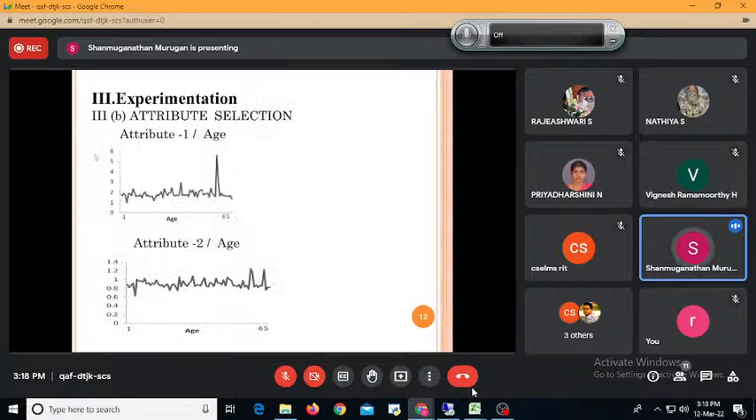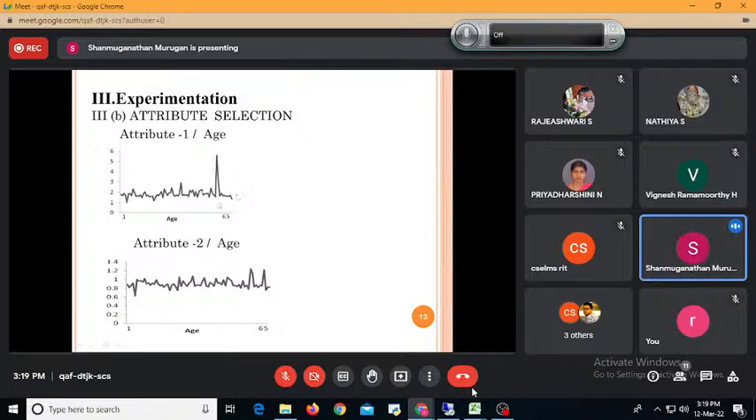The result, according to the paper, is shown in the third section, the experimentation method. We are using MATLAB for the results, and that is attribute 1. It shows the age according to the variances, with ages between 1 and 65.